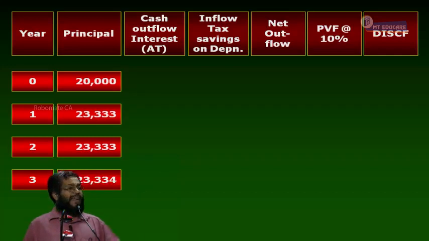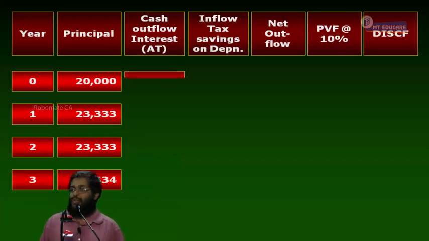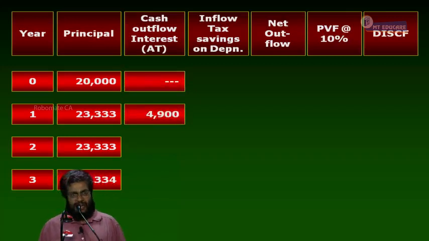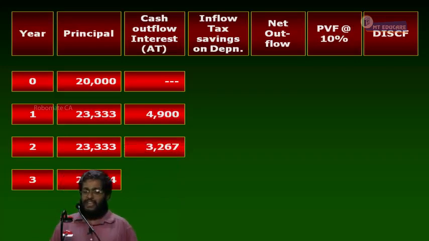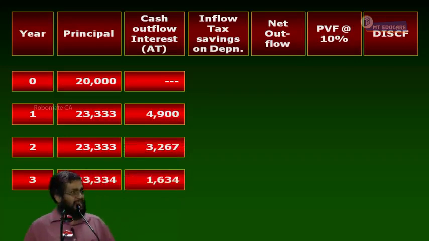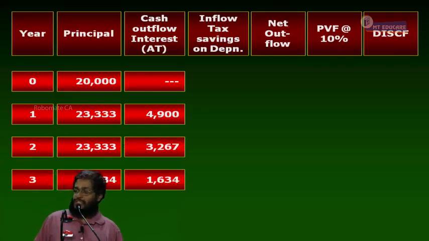Now, we had in step 2. Please note step 2 and tell me the interest after tax. Did you calculate step 2 or not? Please tell me the interest after tax. Year 0, nil. What is year 1? 4,900. Year 2, 3,267. Year 3, 1,634.